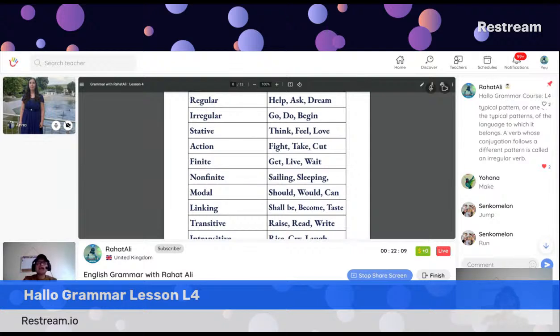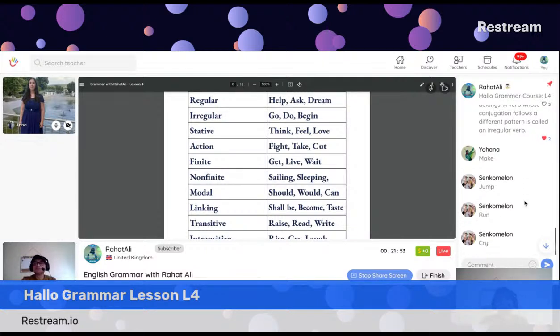Now I am sailing. It doesn't mean where I'm sailing. So it is a non-finite verb. Like I can say, oh, I'm sleeping sometimes when I'm tired. Or you can say I'm sleeping. That's another non-finite verb. Cry, yes, Sanko, cry is a non-finite verb. Like the baby cries. Sometimes we cry when we lose someone else.